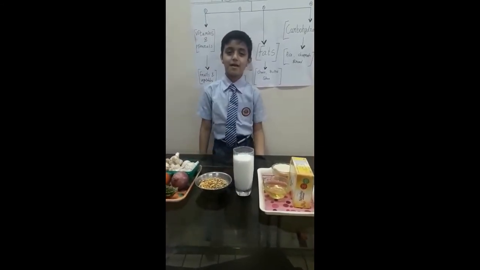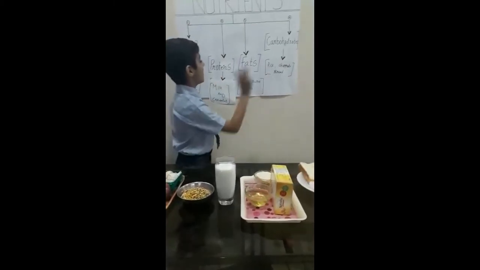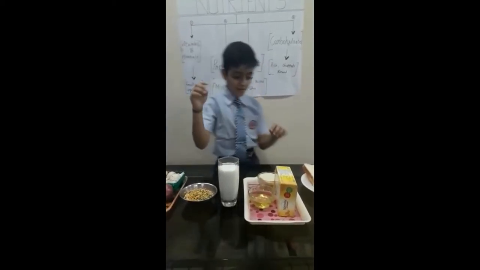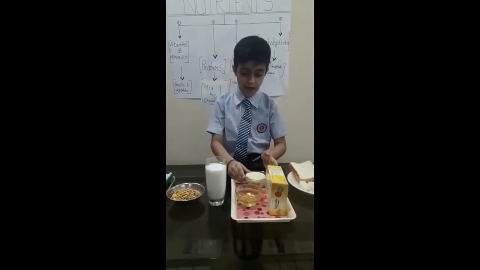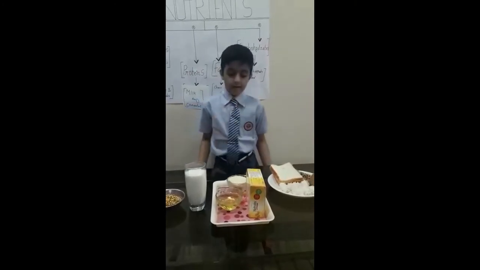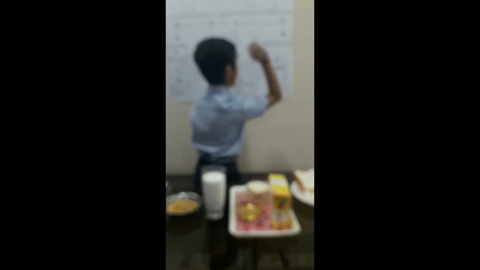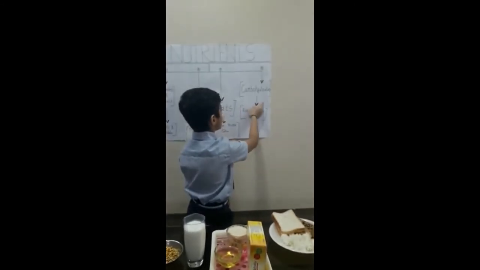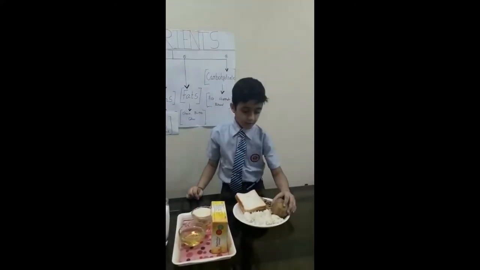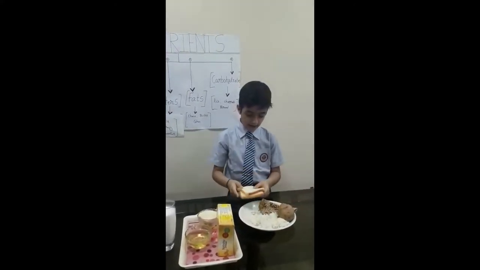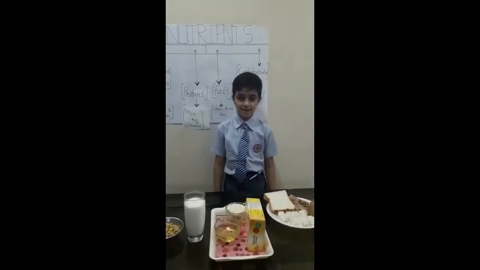Proteins help us in growth. Third is fats. Examples, butter, cheese and ghee. They help us in bodybuilding. Our last, 4th nutrient is carbohydrates. Examples, potato, bread, chapati and rice. They help us in energy.